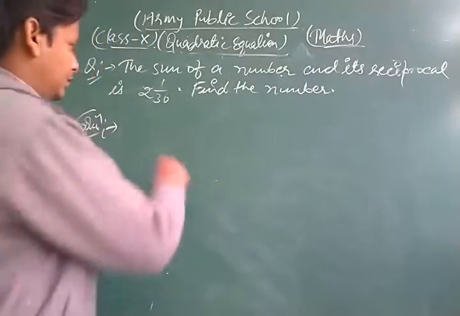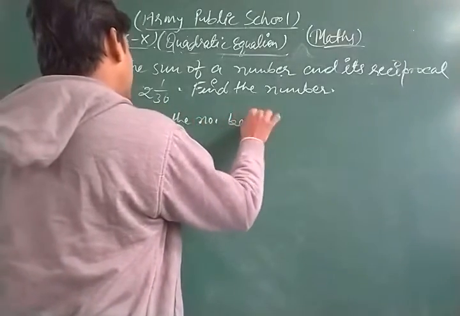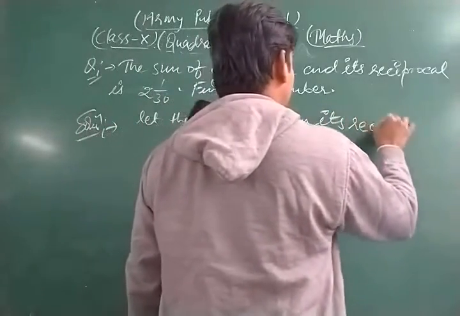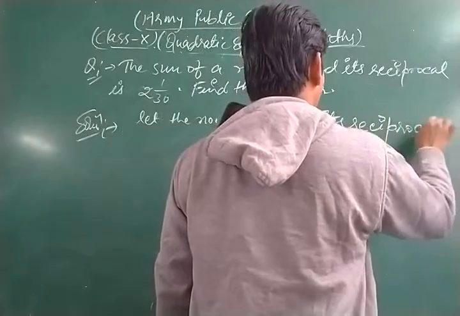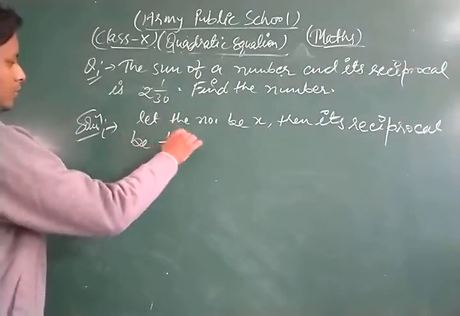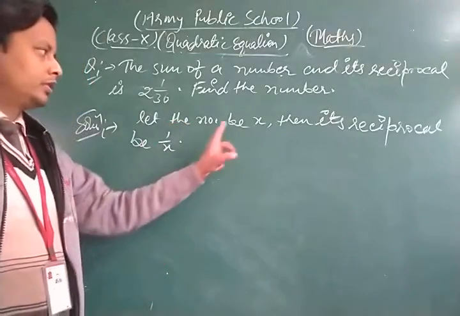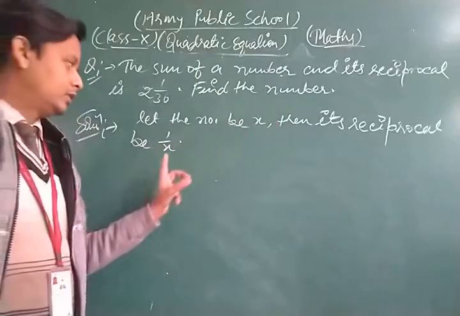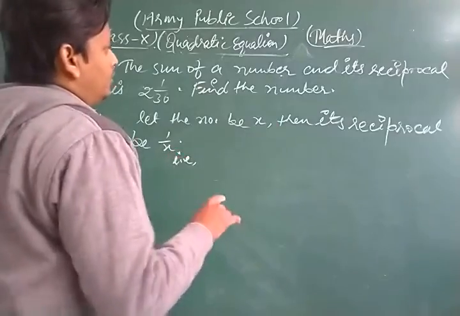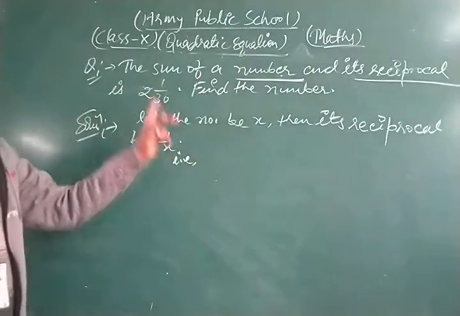Now let the number be x. First of all, let the number be x. Then its reciprocal will be 1 upon x. Because first of all we take the number as x, then its reciprocal is 1 upon x. That is, the sum of a number and its reciprocal is this.